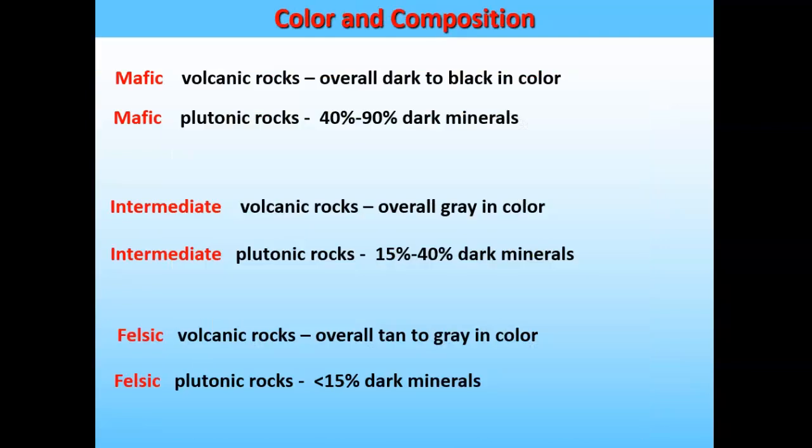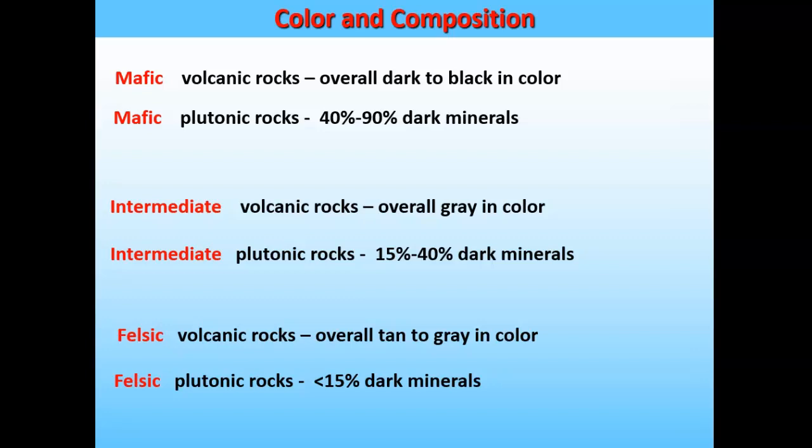So here are the terms that we're going to use when we talk about composition of igneous rock. The red terms on the left there: mafic, intermediate, and felsic. We only use these for igneous rocks, but they're composition terms. For volcanic rocks, it's a little easier. We're just using their overall color. So the dark black rocks that we see are typically what's called mafic. They have a lot of iron and magnesium. They make a lot of dark minerals, so the rock has an overall dark appearance.